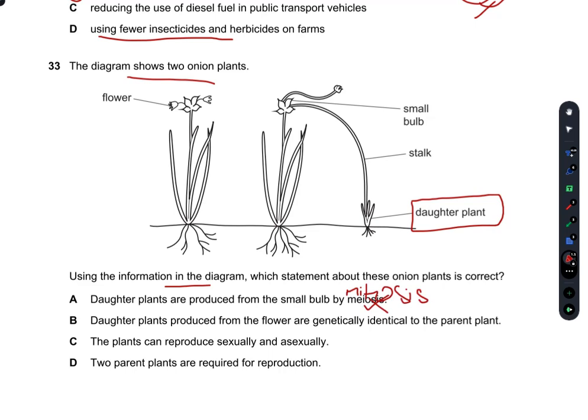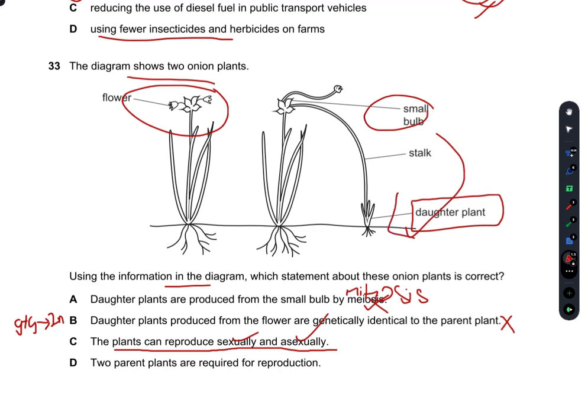Daughter plants produced from the flower are genetically identical to the parent plant. No, they are not, because the flower is produced by the fusion of gametes plus gametes equals zygote, which is 2n and diploid. So this is incorrect. The plant can reproduce sexually and asexually. Yes, here a flower is produced and here a small bulb causes this new daughter plant to grow. So yes, C is true.